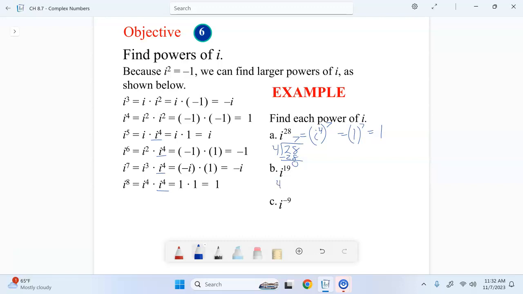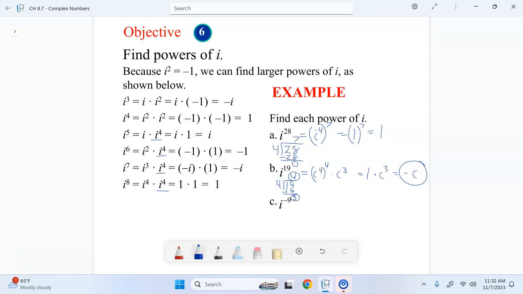How many times does 4 go into 19? 4 times, with 3 left over. So i to the 19th is i to the 4th 4 times, times i to the 3rd. That's the leftover 3. You know that i to the 4th any number of times is just going to be 1. And i to the 3rd equals negative i. We can do that with any exponent.